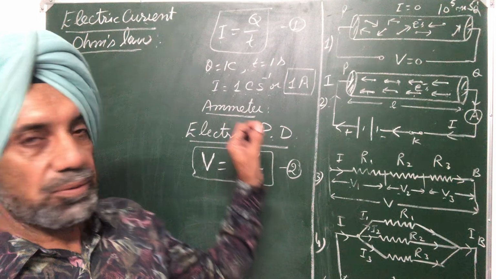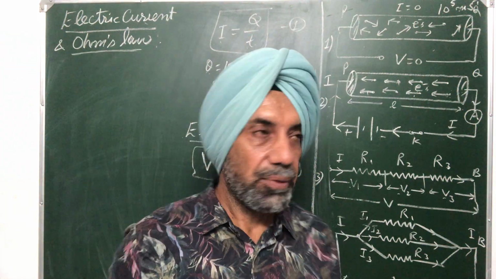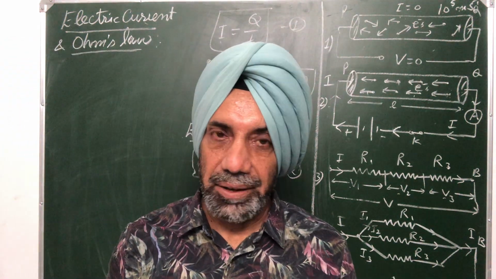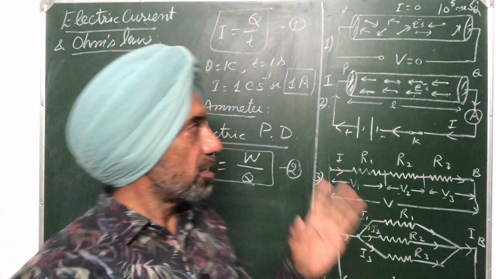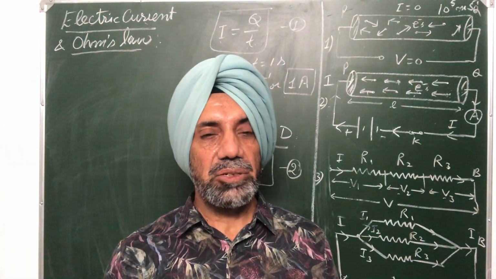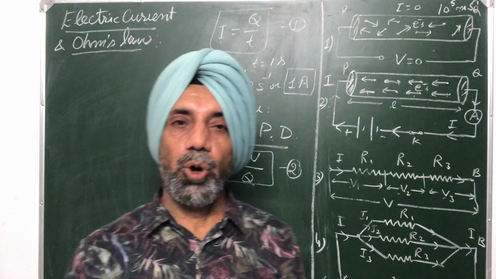So electric current flowing through a conductor is said to be 1 ampere if 1 coulomb of charge flows in 1 second. This current is measured by an instrument known as ammeter, which is always connected in series in an electrical circuit because of its low resistance.